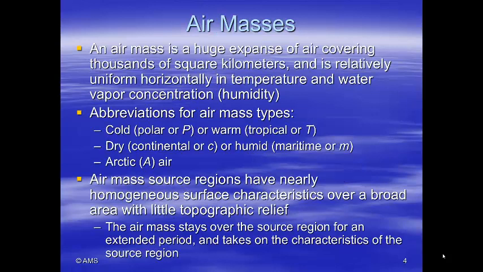So we mentioned the air masses a couple of times before, and an air mass is generally a huge expanse of air covering thousands of square kilometers, and it's relatively uniform horizontally in temperature and humidity.